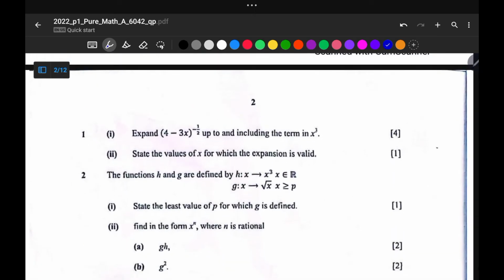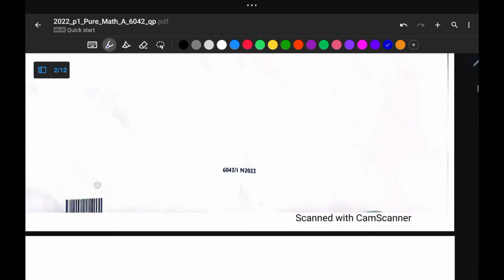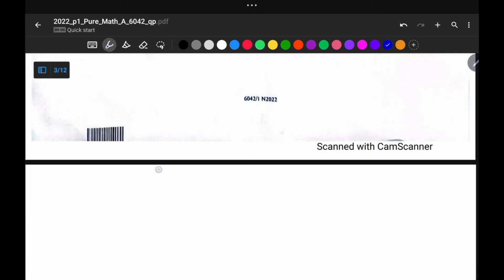Question number 1 says: expand (4 minus 3x) raised to the power negative half up to and including the term in x cubed. In the second part, we are also required to state the values of x for which the expansion is valid. Given (4 minus 3x) raised to the power negative half, for us to expand this, we must express it in the form (1 plus or minus x) raised to the power n. So let us factor out 4 raised to this power negative half.